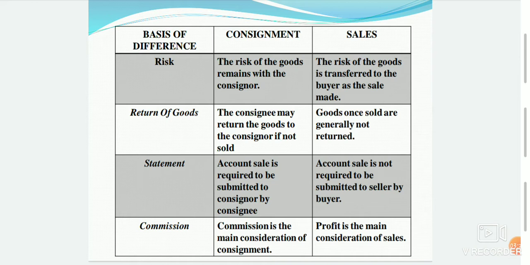The last one, commission. In consignment, commission is the main consideration of consignment because the consignee sells the goods for the consignor. In sales, profit is the main consideration of sale because the seller makes the sale for the consideration of price.